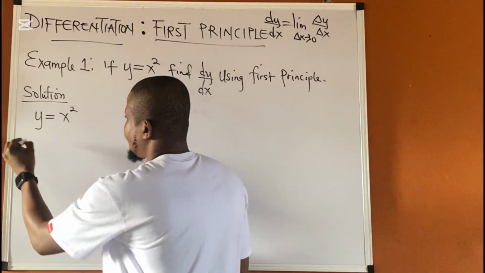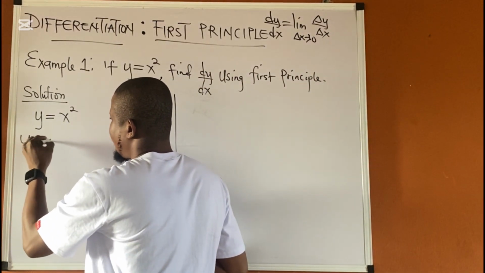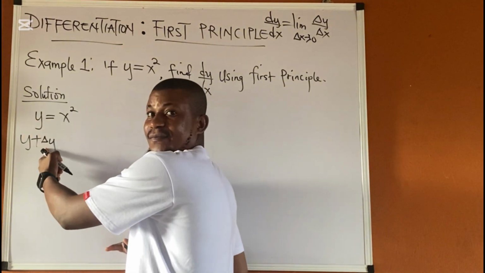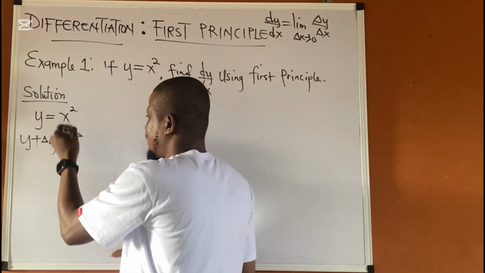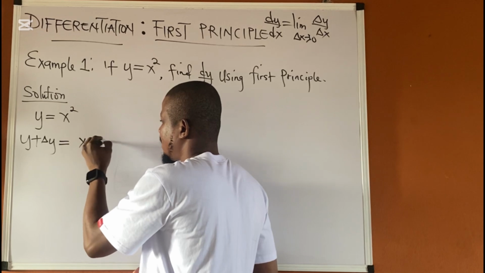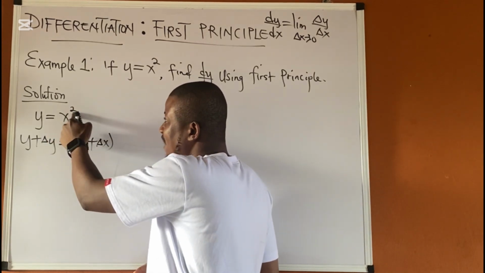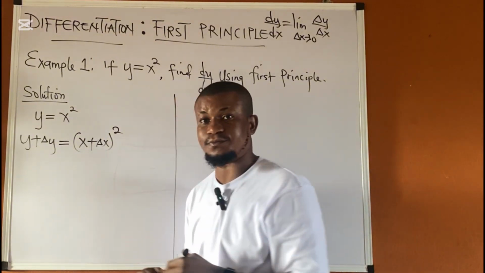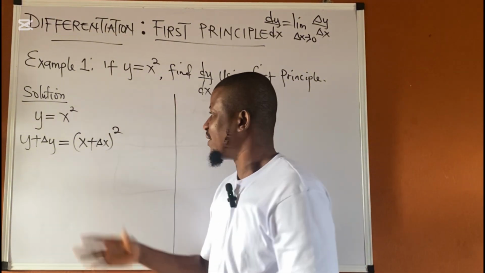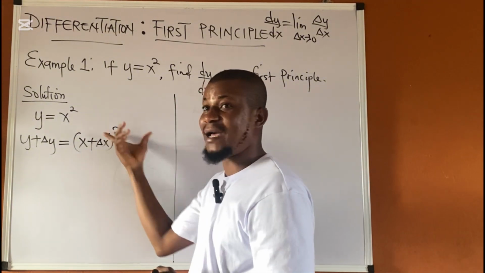Introduce your change in y to every y, and introduce your change in x to every x. So here we have y plus change in y. To every y we add a change in y; y equals x squared, so this will be x plus change in x. To every x, you add a change in x and maintain the power here. This is to power 2. Okay, now the next step will be to expand this binomial expression.